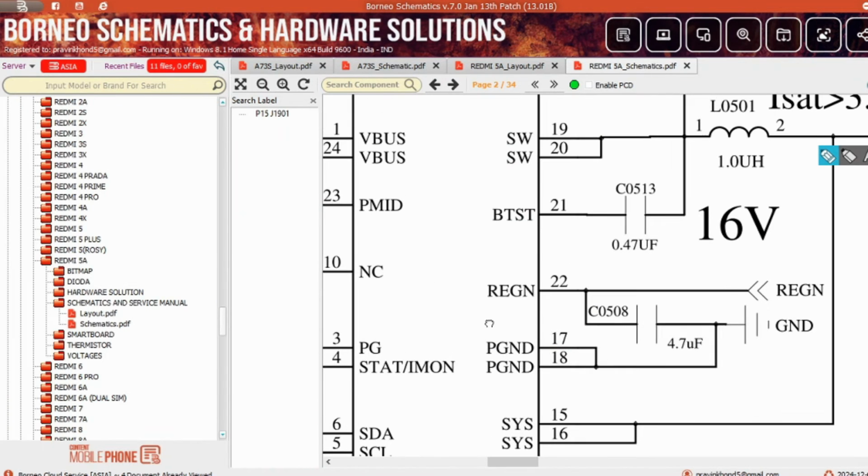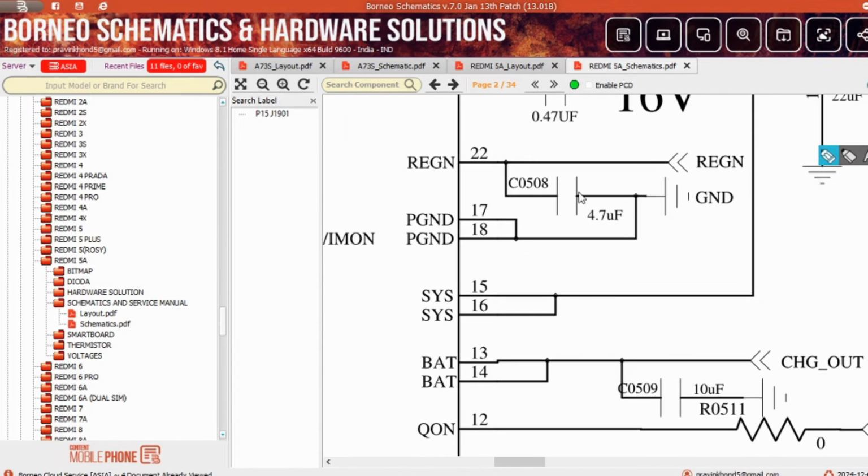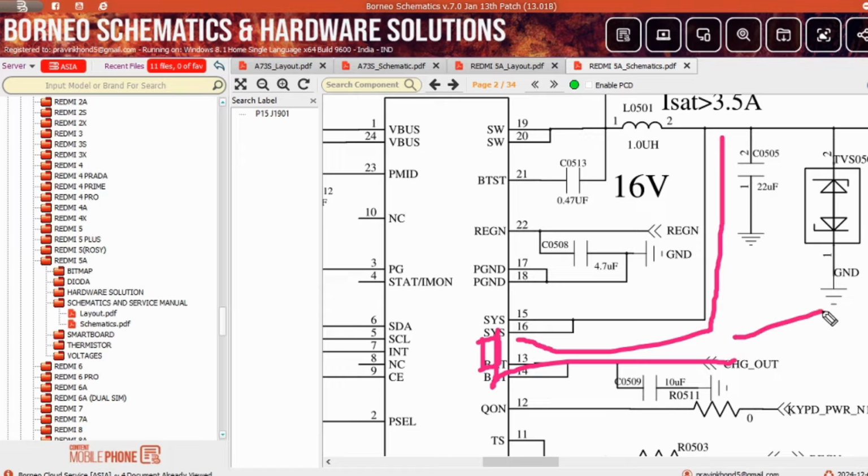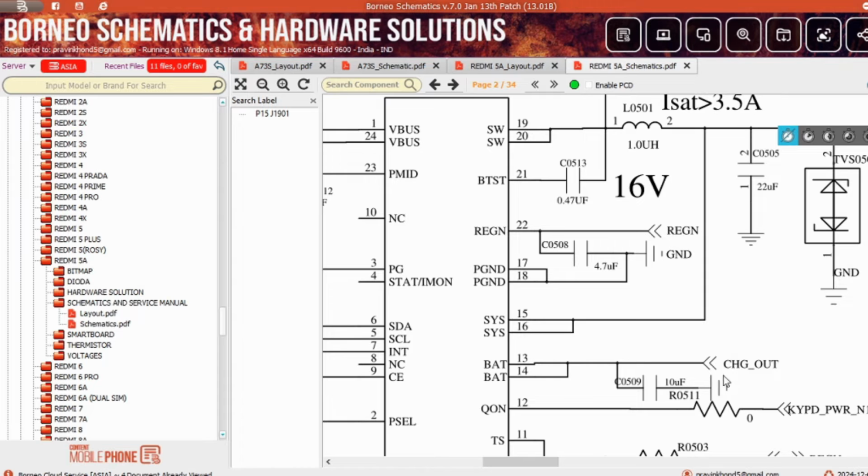Now you can see here there is a BTST cap. Now a line goes back to this line. You can see this line goes back to the same IC, pin number 15 and 16. After that, a MOSFET here creates the charging out line. This line goes to the battery connector to charge the battery. I will show you in this line.